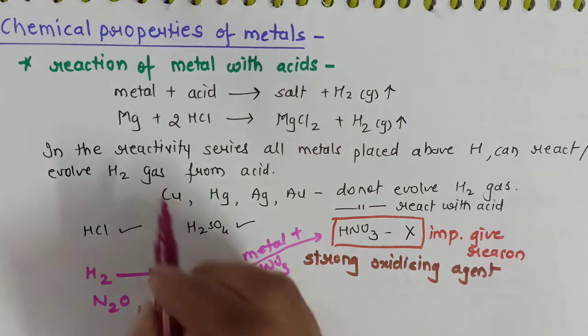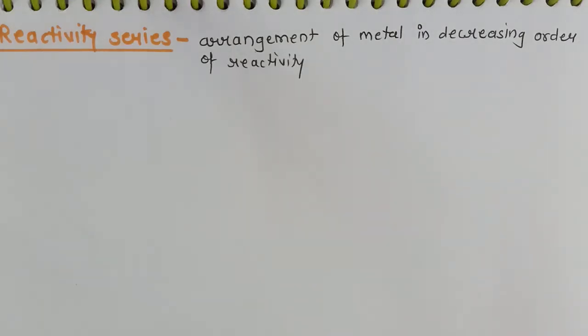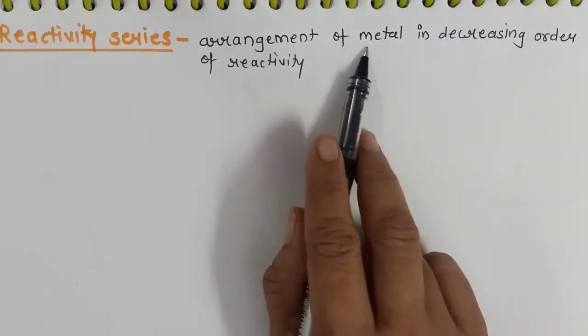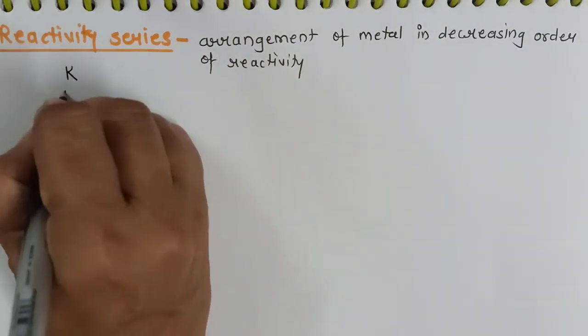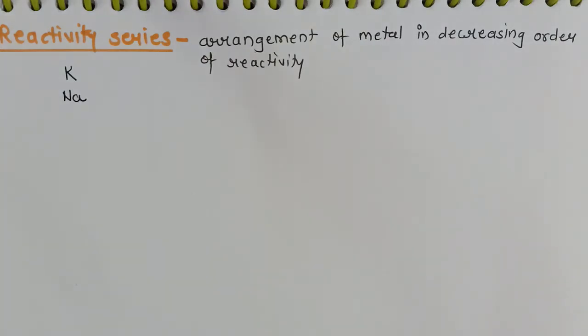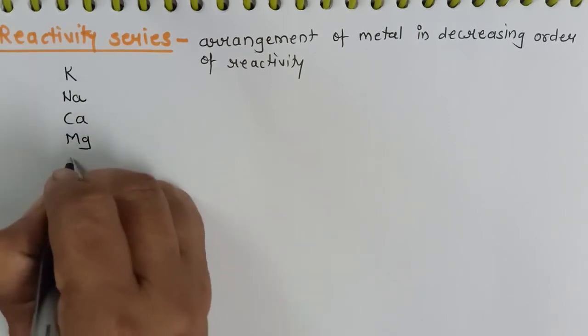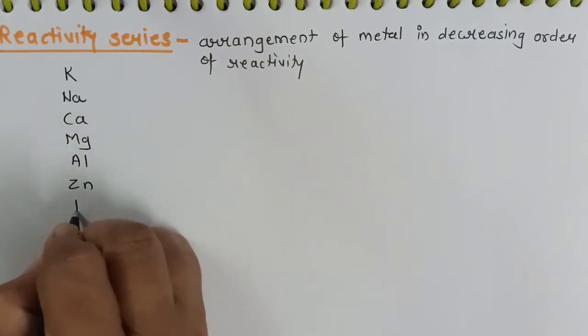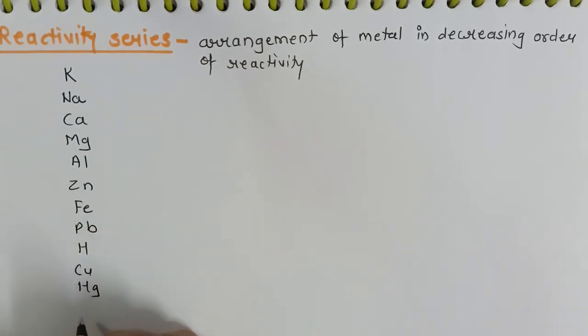Now the question is, what is the reactivity series? Let us discuss it. What do you mean by reactivity series? When we arrange all the metals in decreasing order of reactivity, that means the highly reactive metal will be considered first. So potassium and sodium are highly reactive metals. They will be placed on top, followed by calcium, magnesium, aluminium, zinc, iron, lead, hydrogen, copper, mercury, silver, gold and platinum.